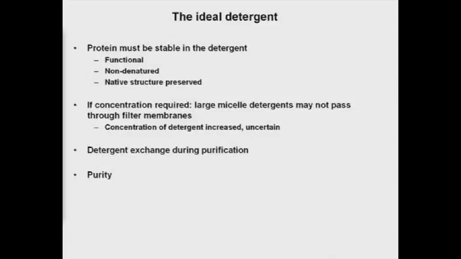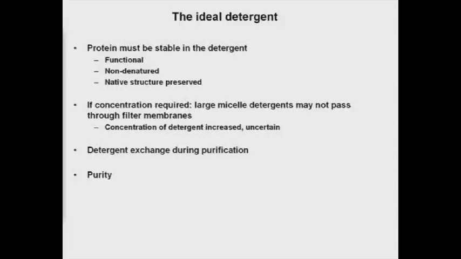So this brings us to some considerations of what we might look for in the ideal detergent, so to speak. And obviously, what I've already shown is that the protein must be stable in the detergent. It must be functional. We don't want it becoming denatured, and we want to preserve the native structure as far as possible. As I touched on earlier, if we need, during purification of our protein, to concentrate the membrane protein solution and we have large micellar detergent structures, then these tend to become concentrated and don't pass through filters. And so a machine like Andreas's, which quantitates detergent concentration, is really helpful there, because we really can't guess what the effect of detergent concentration is when we start to concentrate our samples and so forth during purification.